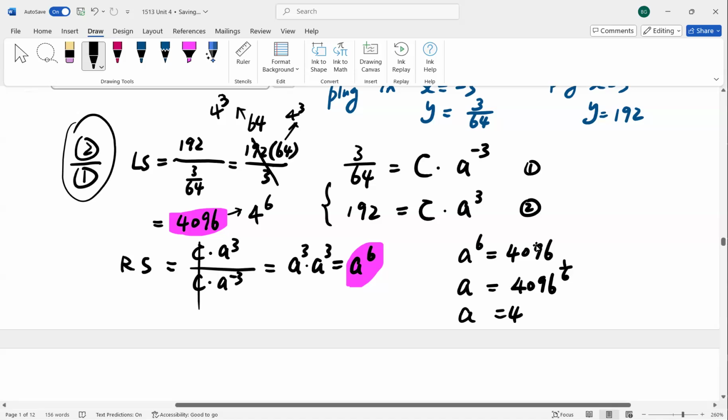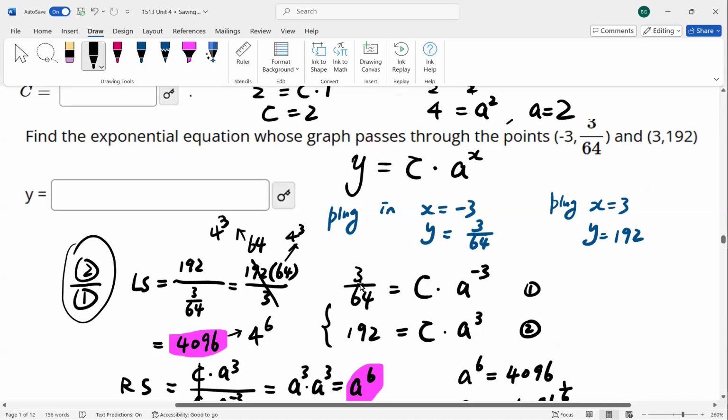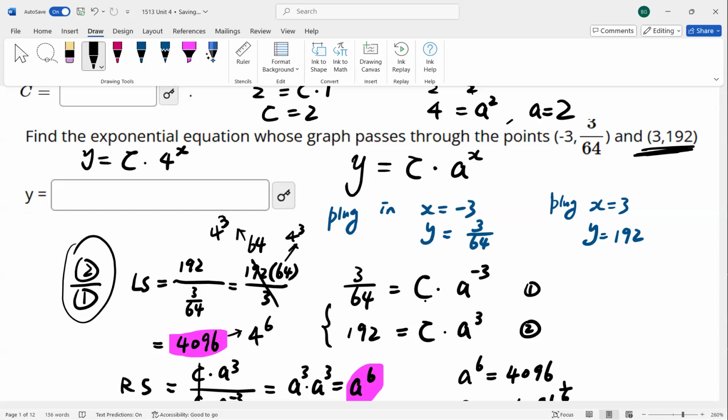Well, finally. It's a little bit time consuming, right? And once we have the base found, then the function now becomes y equals c times 4 to the power of x. And what's the value of c? We can use whichever point you feel more comfortable with. Since the first given pair of points has a fraction, and most people don't like fractions, we can do the second one. So plugging in y equals 192, x equals 3 again.